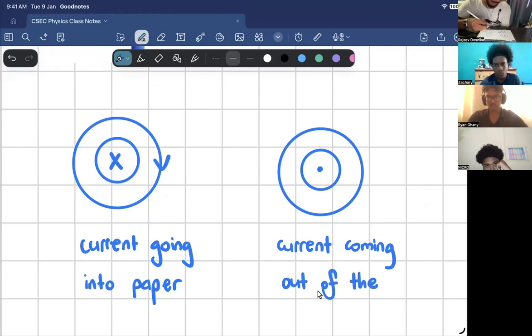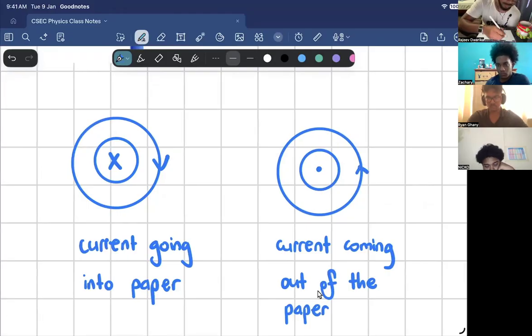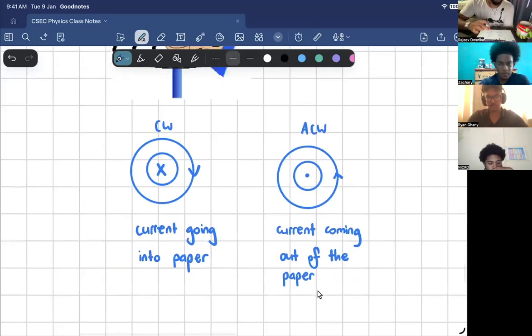So Nikolai, where would you point your thumb? Would you point it towards the paper, or would you point it away from the paper? What do you think, Nikolai? Away from the paper. Like this? Yeah. So I want you to curl your fingers and tell me what direction I'm curling in. Anti-clockwise. Anti-clockwise, bam. Are you okay with this? Let me know if you're alright. Yes, sir.